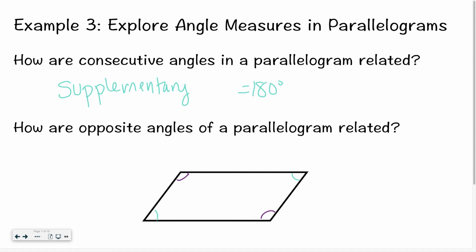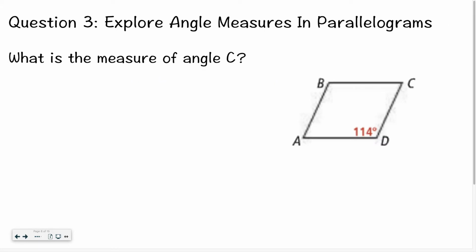Now the opposite angles, so like the purple and the purple, or the blue and the blue, are always going to be congruent. So you can use that information to help you solve problems as well. If they're right next to each other, they're consecutive, they are supplementary. If they are opposite from each other, they are congruent. So why don't you use that information to explore angle measures in this parallelogram and figure out what is the measure of angle C. Good luck.